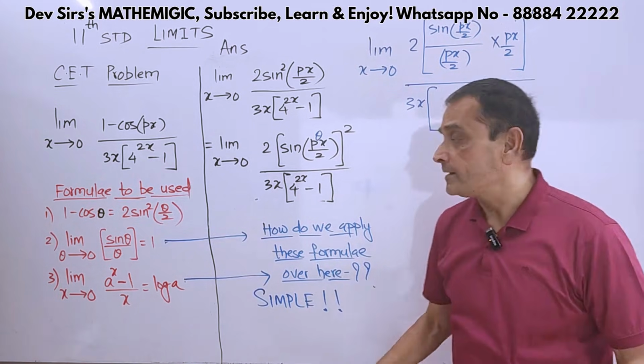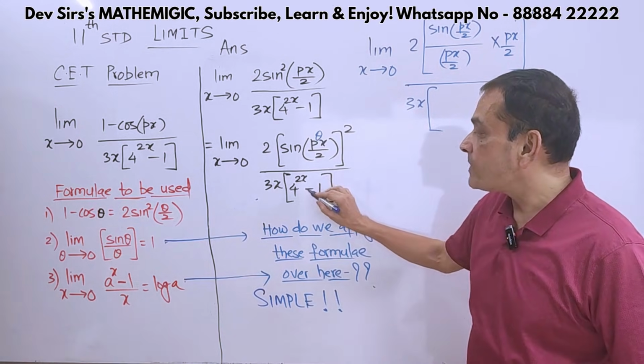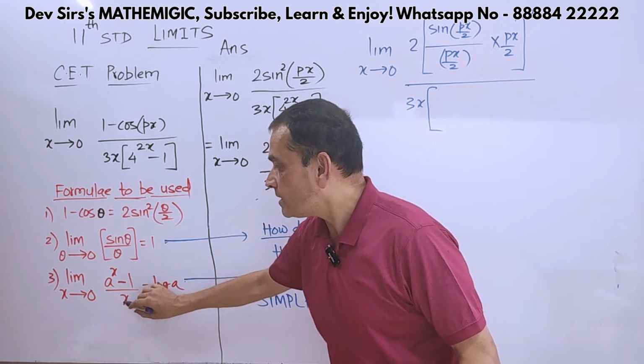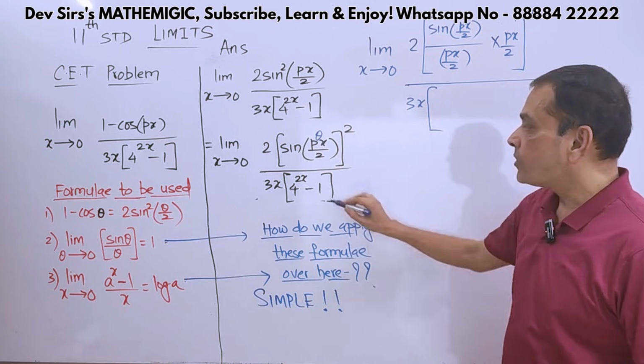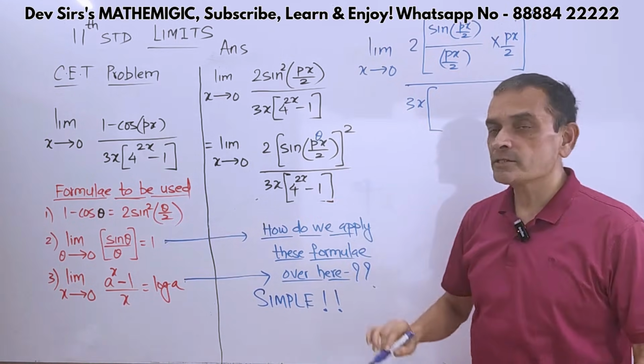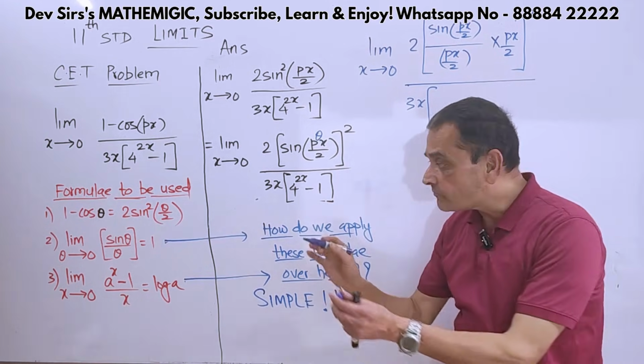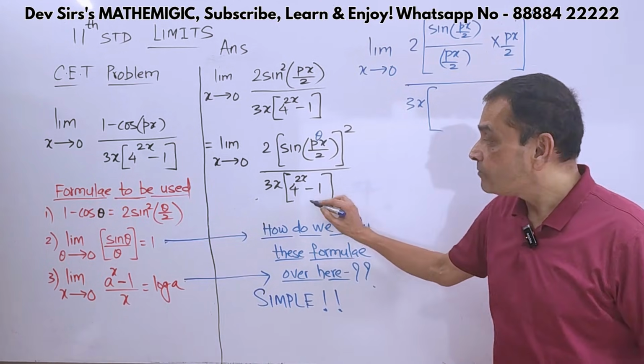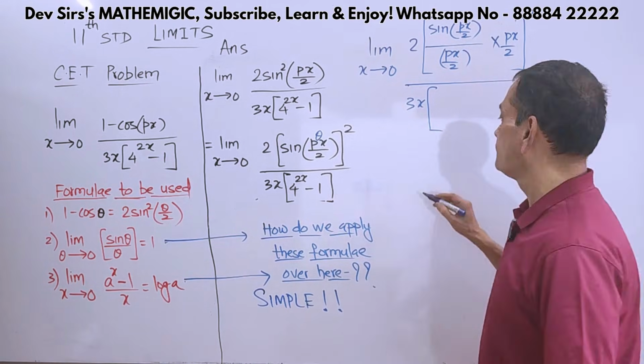So what do I want to get? 4 raised to 2x minus 1 upon 2x. If you have got x over here, try to get x over here. If you have got 2x over here, try to get 2x over here. That is how you get the formula in the problem, right? So here, we multiply and divide by 2x.